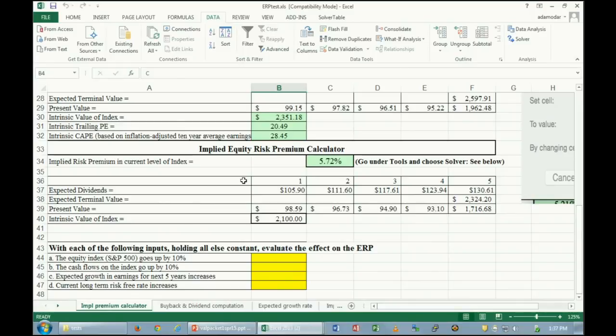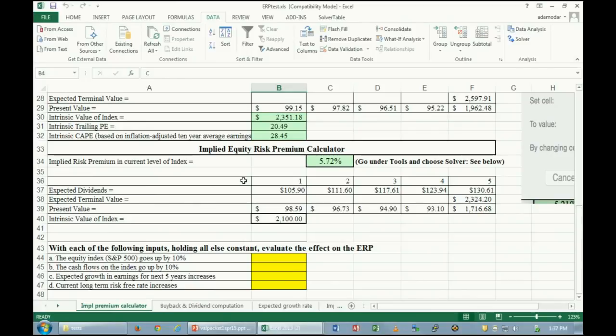Now do you see what causes equity risk premiums over time to expand and contract? It's the market moving disproportionately with cash flows. If cash flows go up 20% and the market goes up 50%, the equity risk premium has to come down. If cash flows go up 50%, it's not just looking at the market, it's also looking at cash flows.